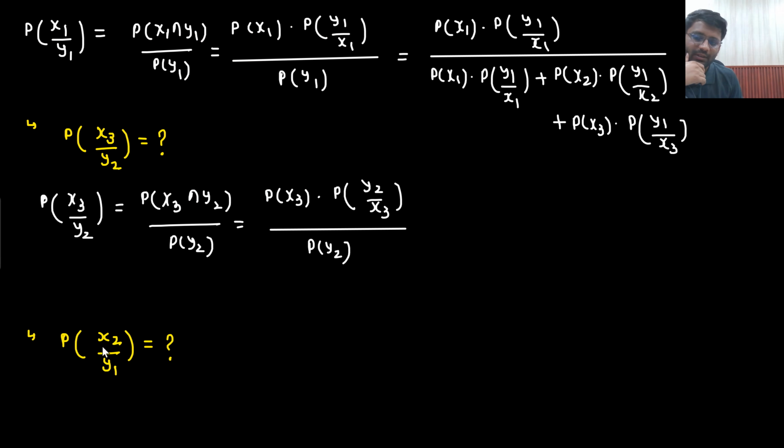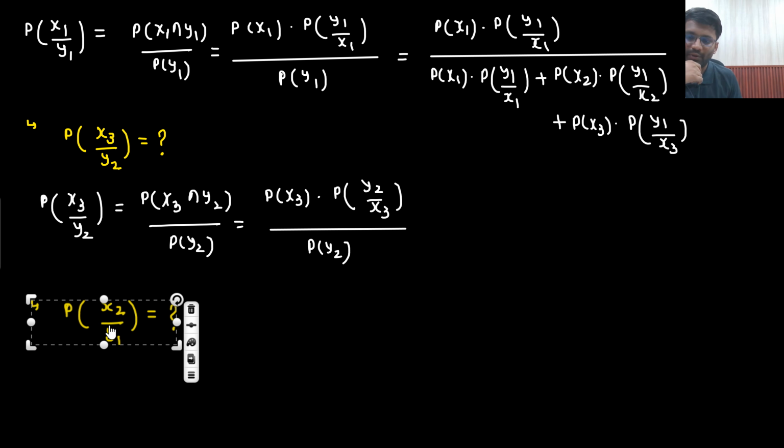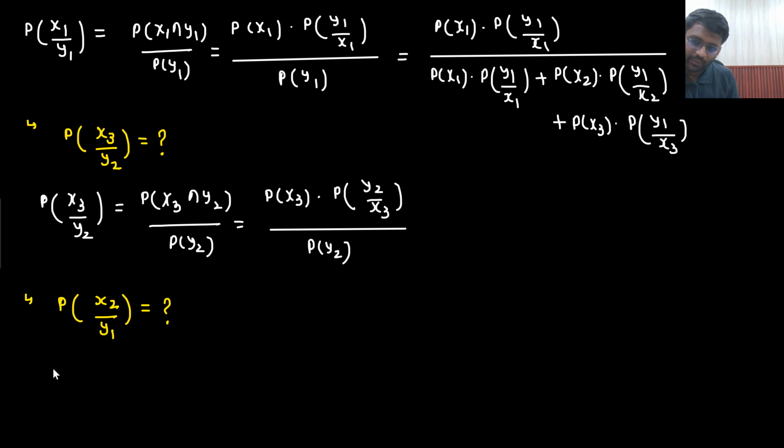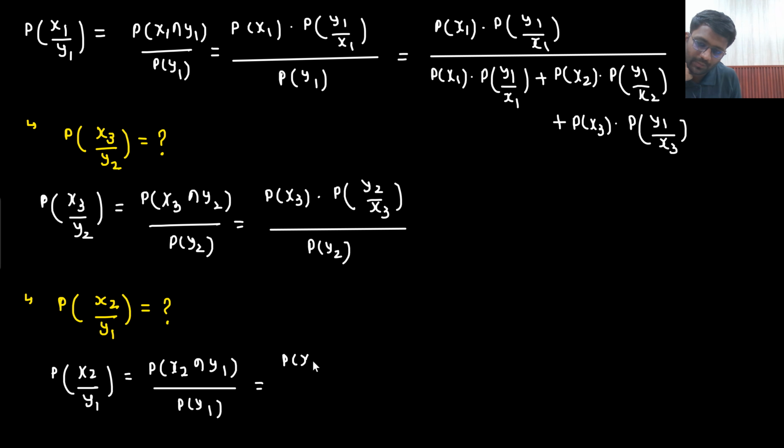Similarly, next question, probability of x2 by y1. First of all, I will think, do I already know it? Answer will be no, you don't know it. So if you don't know it, what you will do? Probability of x2 by y1, is it there in your probability flow diagram? It is not there in my probability flow diagram. Then what I would do? Probability of x2 intersection y1 divided by probability of y1. That would be equal to probability of x2 multiplied with probability of receiving y1 given that x2 was transmitted, divided by probability of y1. That's it.